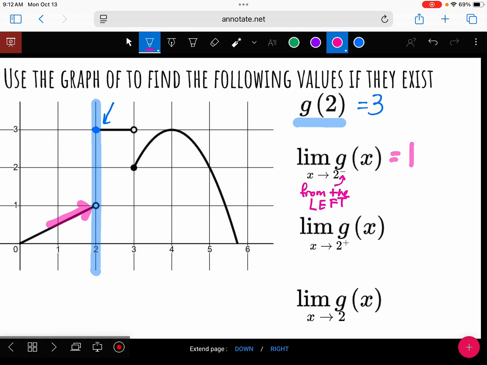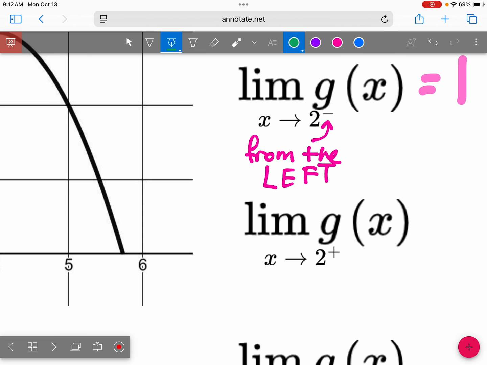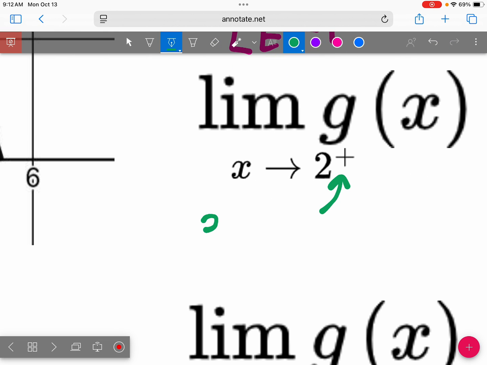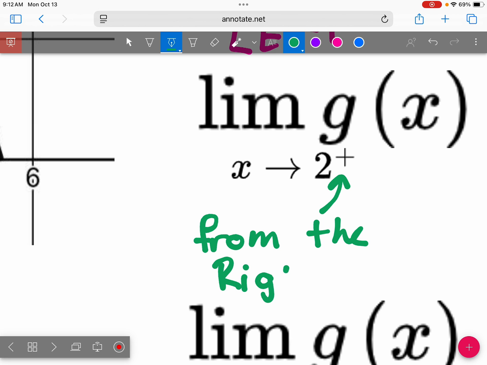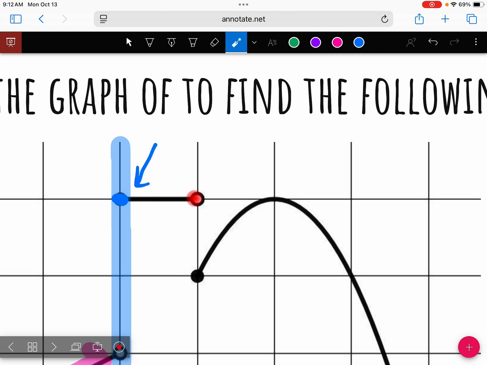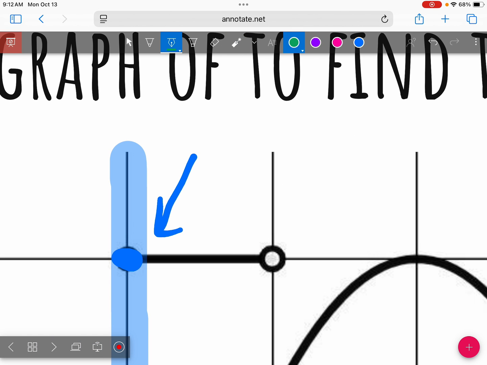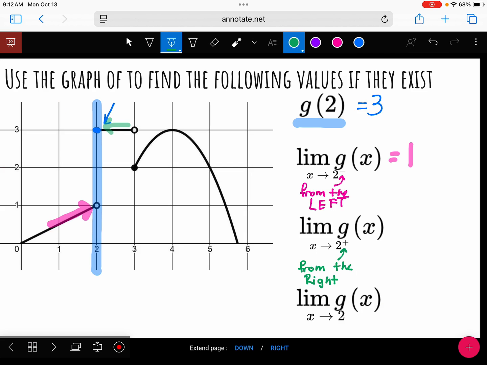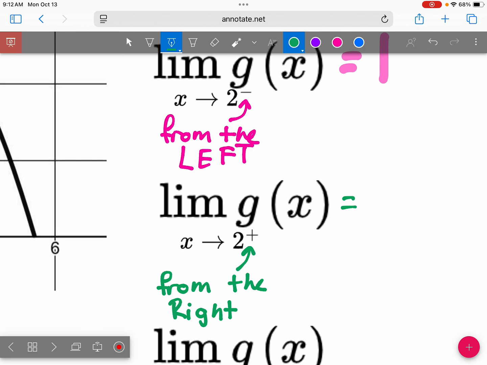When we're approaching it from the right, which is what the little plus means, now I'm tracing back the other direction. I'm not on this line anymore because I can't come at it from the right over here. I need to come up here where I'm on the line. So I'm on my function as it approaches 2 from the right. What y value are we approaching? 3. So the limit for g of x as it approaches 2 from the right is 3.